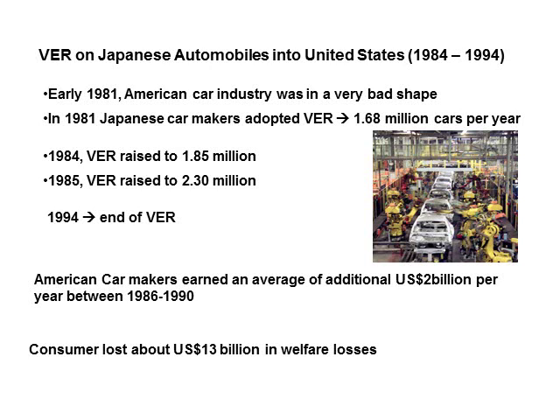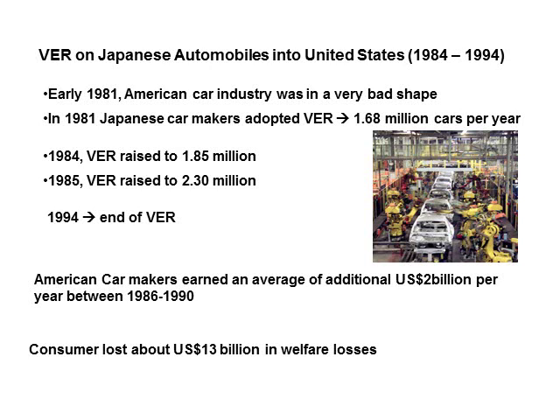We have an example here on the VER. In the 1980s, Japan restrained the exports of cars into the US. The reason being, the American car industry in the 1980s was in a very bad shape. So the Japanese car makers voluntarily restrained their exports into the US. They adopted a VER from 1981 all the way until 1994.